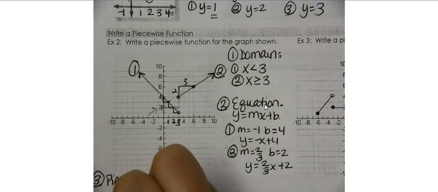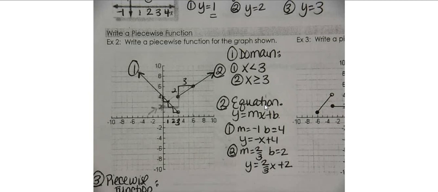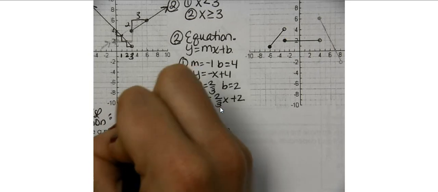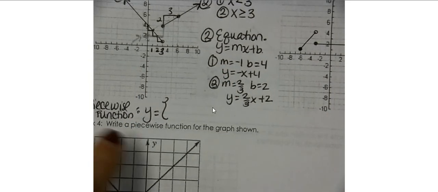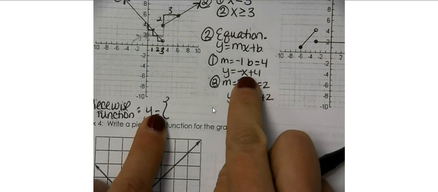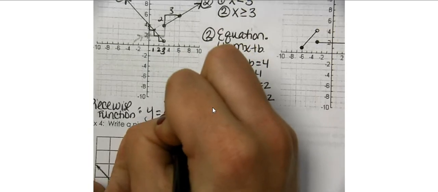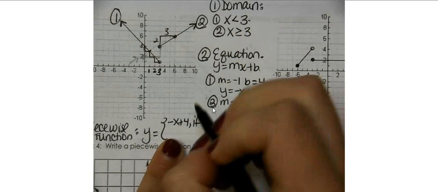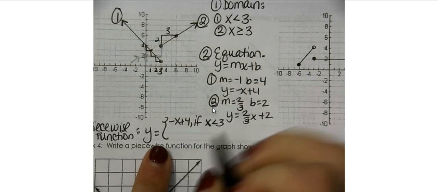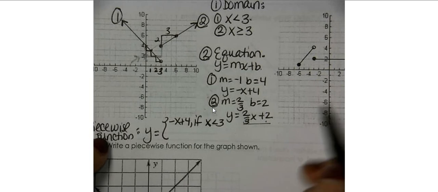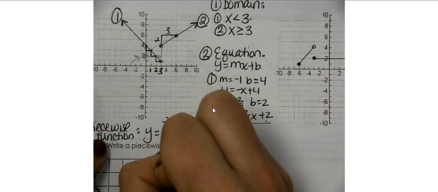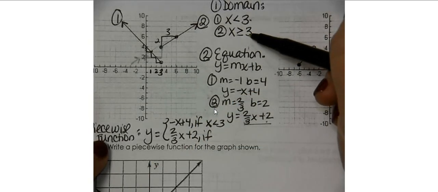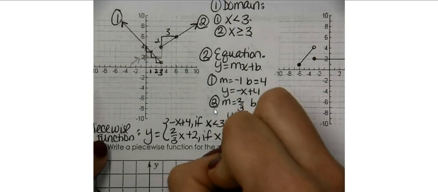So writing our piecewise function, this is going to look like, you can write f of x or y equals, whatever you want to do is fine. I'm going to write y equals just to show it really doesn't matter. Y equals, and we're going to write our piece, our equation. So this is -x plus 4, and that happens if I'm going to write down my domain for the first piece, which is x is less than 3. Next, I'm going to write down the second equation, which is 2/3 x plus 2, and that happens if I'm going to write down my second domain piece, and that is x is greater than or equal to 3. And you're done.